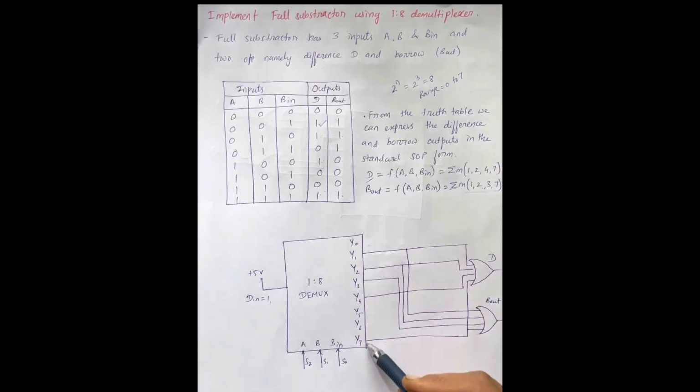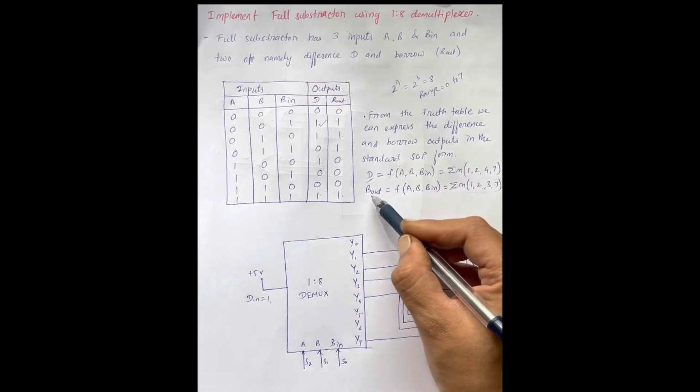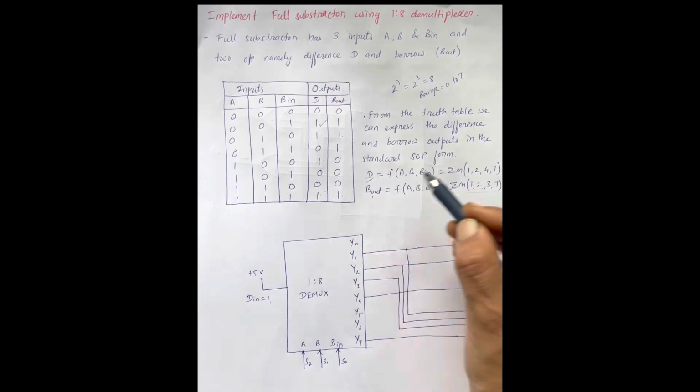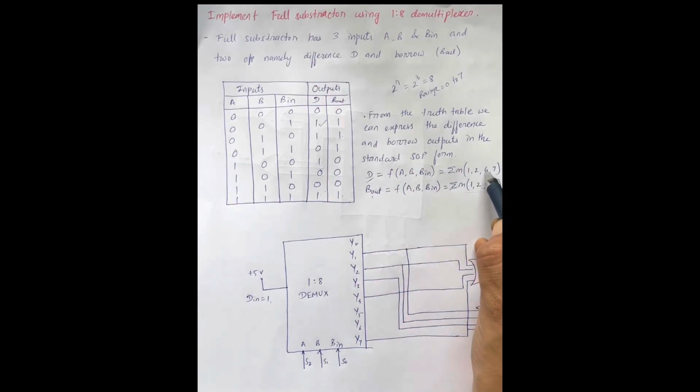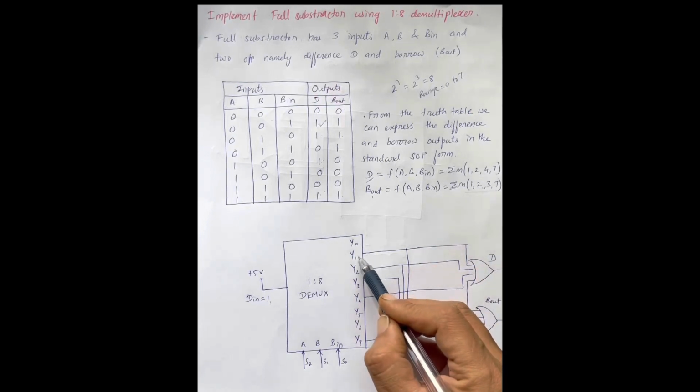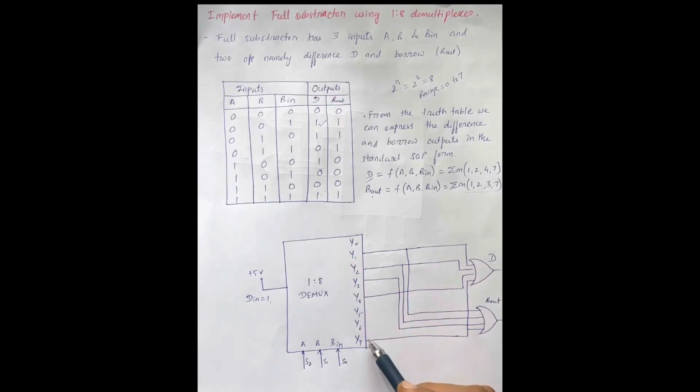These 8 are the output lines and these 3 are the select lines, right? Now I have to implement difference and borrow as outputs. You can see here 1, 2, 4, 7. So that is why y1, y2, y4 and y7.